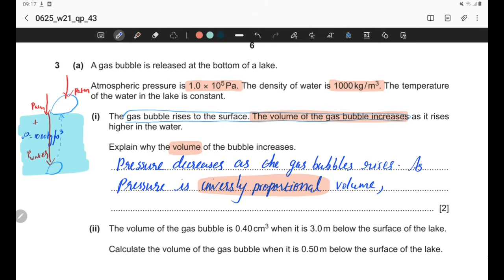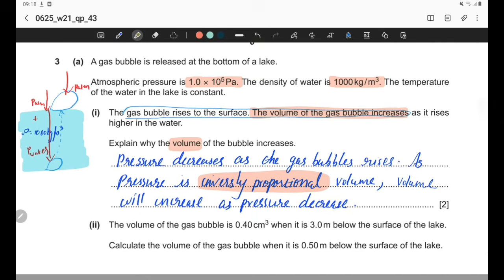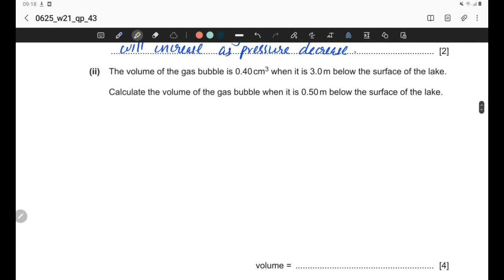When pressure decreases, volume will increase, as when the bubble rises. Part 2. The volume of the gas bubble is 0.40 cm³ when it is 3 meters below the surface of the lake. Calculate the volume of the gas when it is 0.5 meter below the surface of the lake.